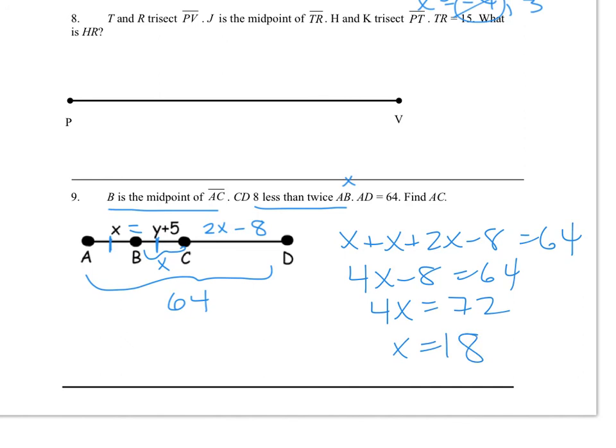So the question asks us to find AC. Well, AC is this segment here. And if x is 18 and there's two of them, AC must be 36.